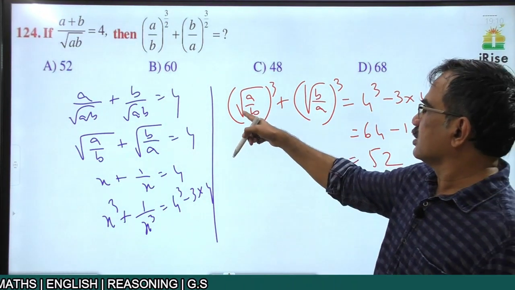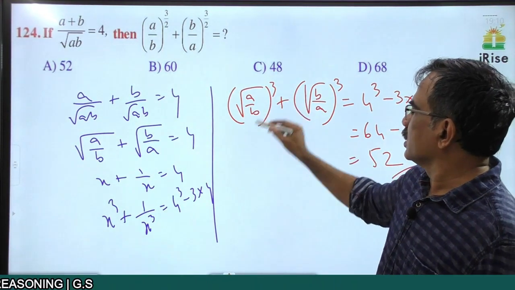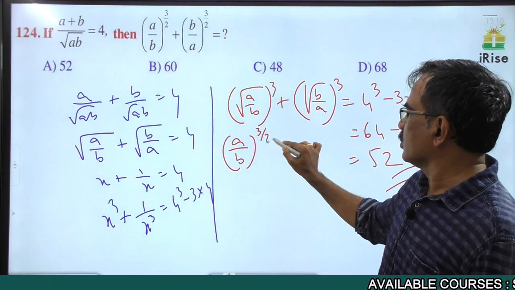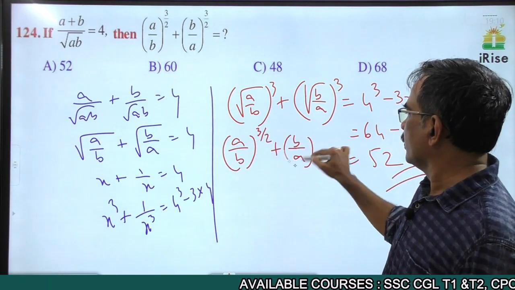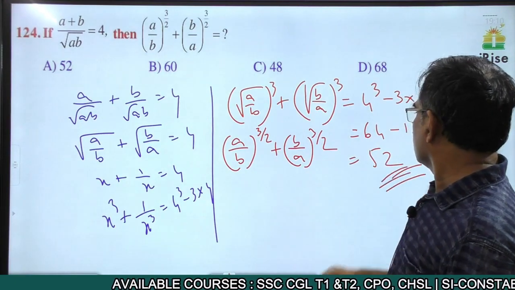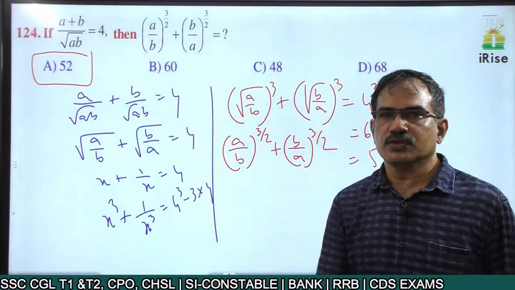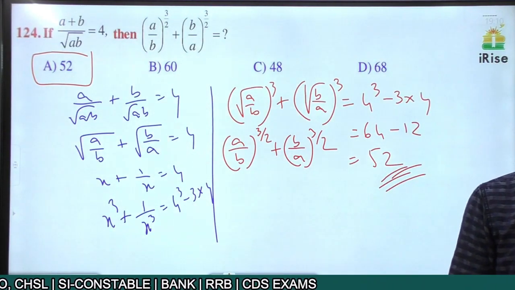If the root is written as power 1/2, this can be written as (a/b)^(3/2) + (b/a)^(3/2). The answer is 52. Next question.